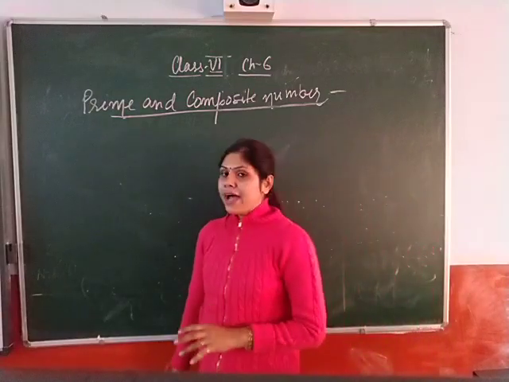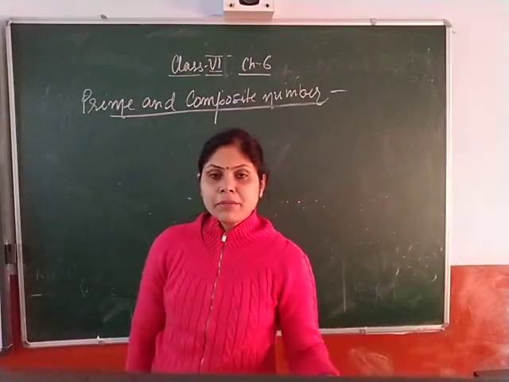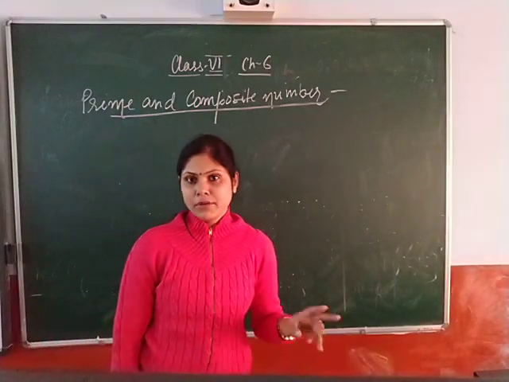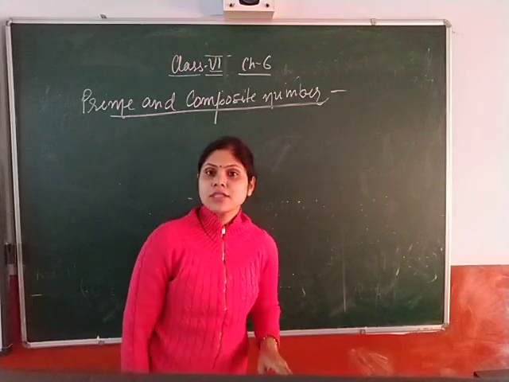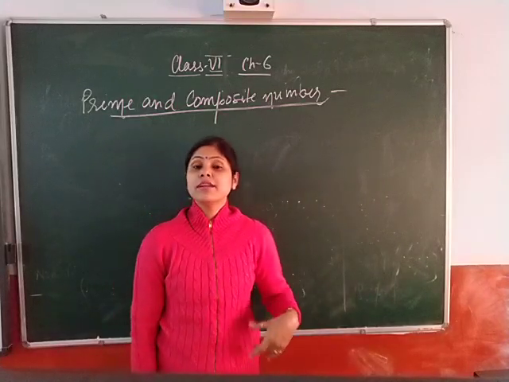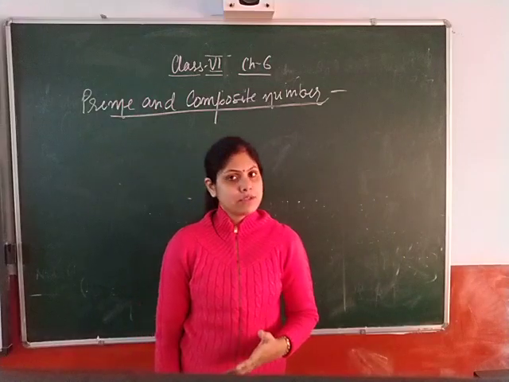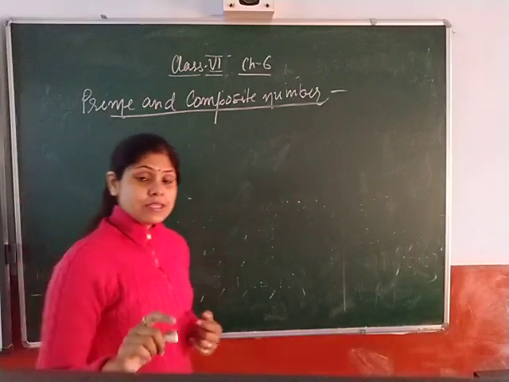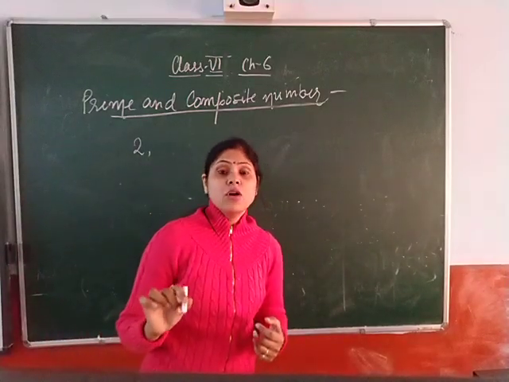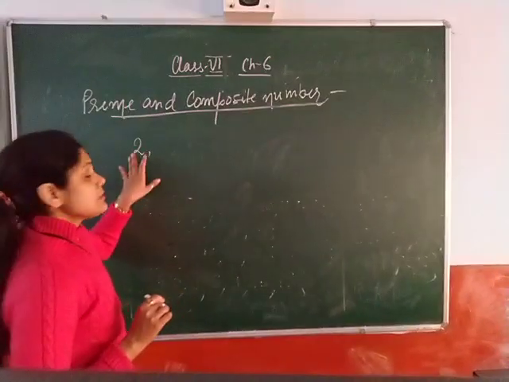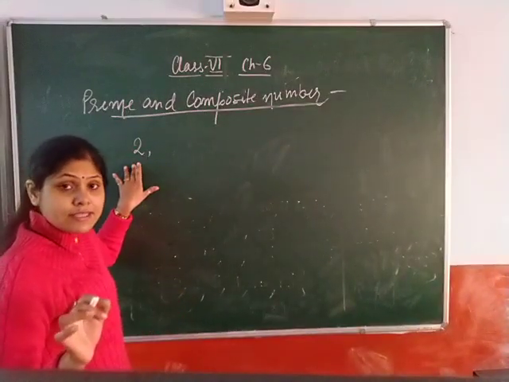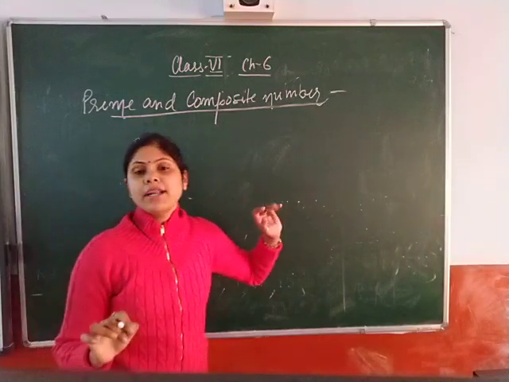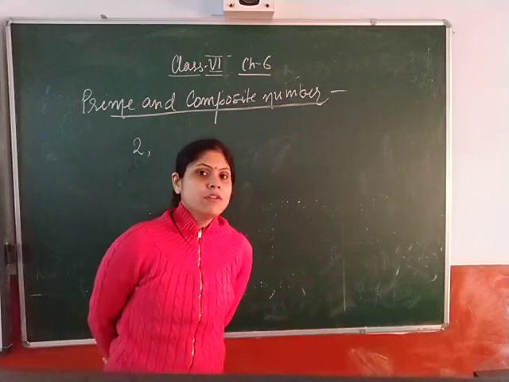I told you, prime numbers are the numbers which have two factors, 1 and the number itself. Composite numbers have more than two factors. For the prime numbers, you can see 2. 2 is a prime number because it has two factors. It is the smallest even prime number. The number 2 is divisible by 1 and 2. Only 1 has one factor, so 1 is not a prime number.